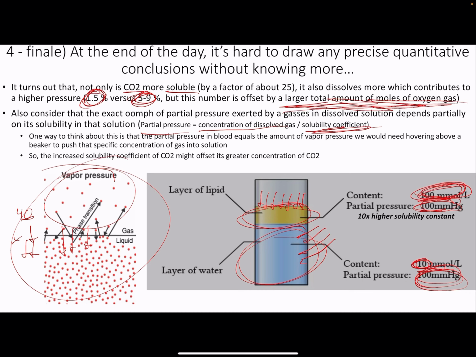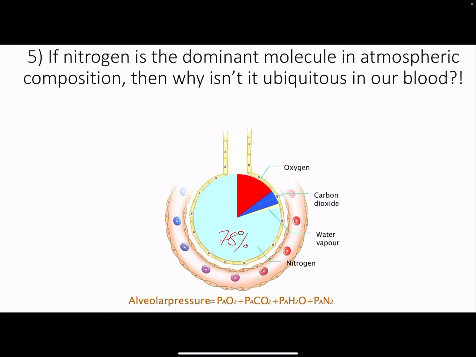Enough with this. This is all just food for thought. Lastly, let's just consider the nitrogen. If nitrogen is the dominant component of atmospheric composition, why is it not ubiquitous in our blood, right? It's 78% here, so why don't we talk about nitrogen in our blood? Why doesn't it get through?